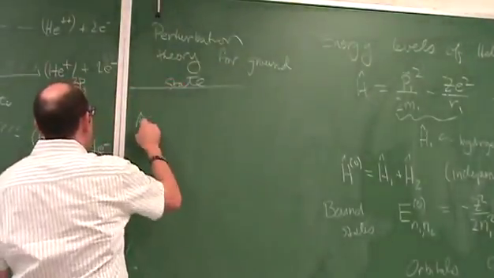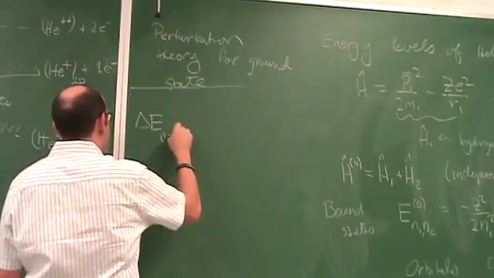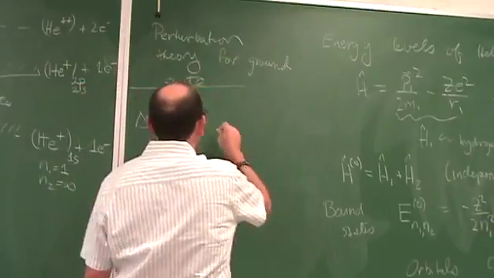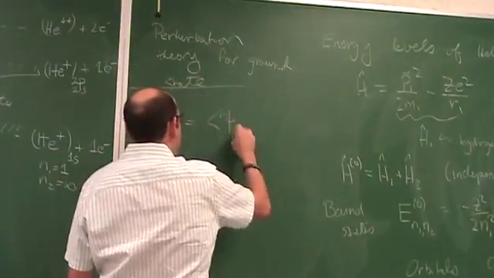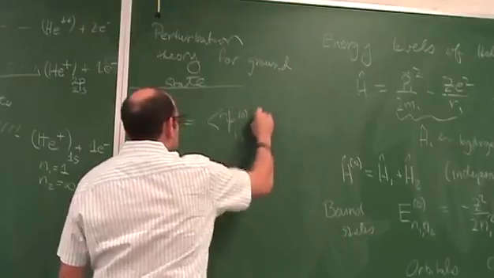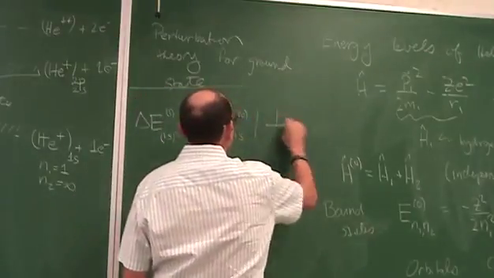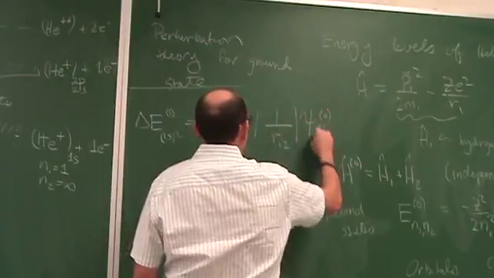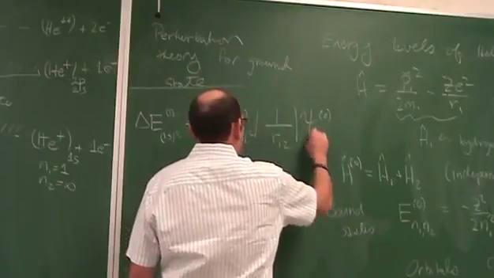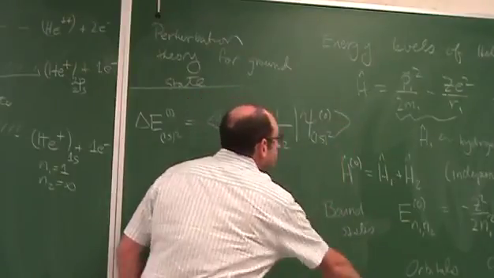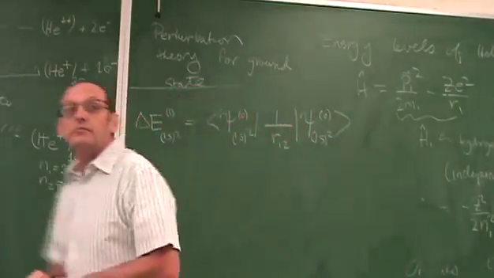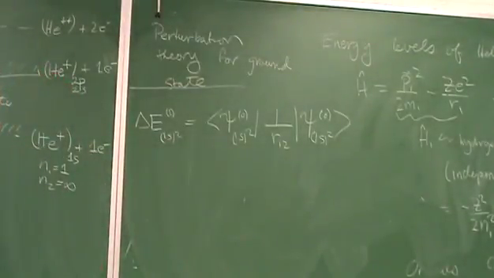So the shift in the energy to first order is equal to the expectation value of the repulsion, in atomic units. I'll just set the charge. Okay? So this is just an integral that you have to do.